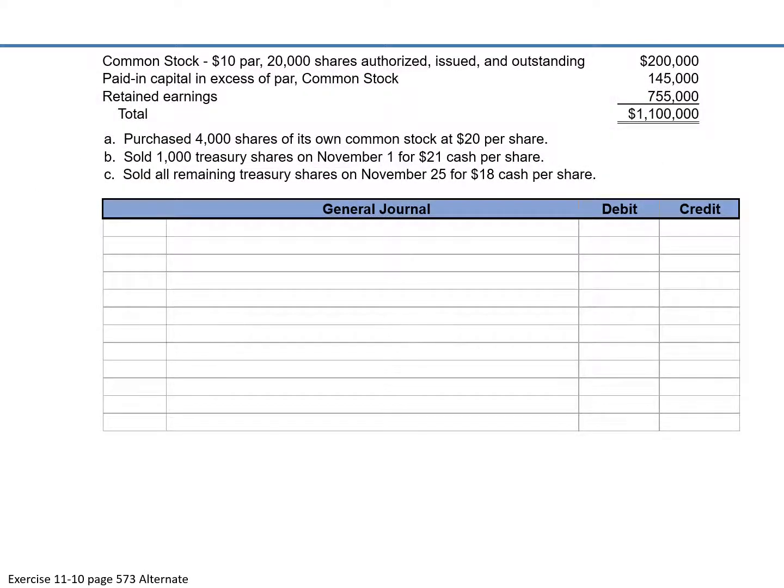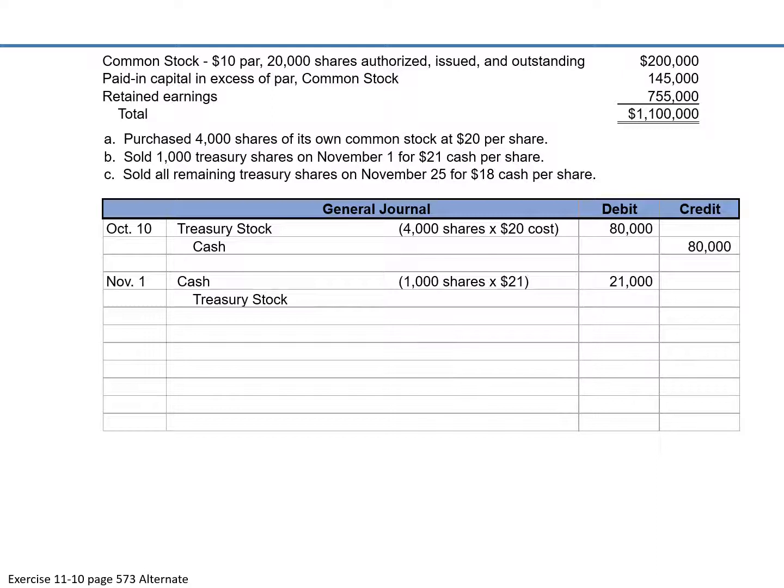When we purchased the 4,000 shares of our own common stock back at $20 per share, we're going to record our treasury stock, which is a contra equity account. To increase that, we debit. So 4,000 shares times $20 cost, it's $80,000 debit, and we're going to record the cash going out the door to buy back those shares, $80,000 credit. Then in letter B, we sold 1,000 treasury shares on November 1st for $21 per share. So we're going to record our cash that we received, $21 per share times 1,000 shares, $21,000.